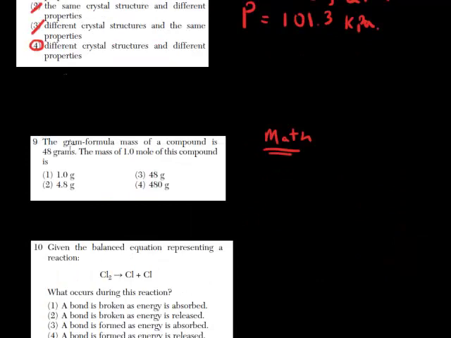Question number 9 sets off our math alert. This is a mathematics question, a chemical math question. We're dealing with the gram formula mass, and we're dealing with a quantity of 1 mole. It is convenient to know that the gram formula mass is represented in units of grams per mole. So if you have 1 mole of a substance, and you know that it has a mass of 48 grams per mole, then all you have to do is multiply the two numbers together and you'll get your answer of 48 grams. So 48 grams per mole times 1 mole.